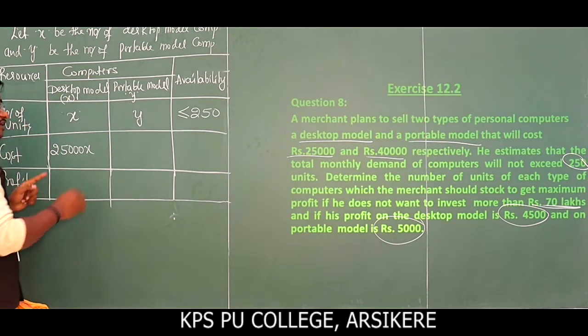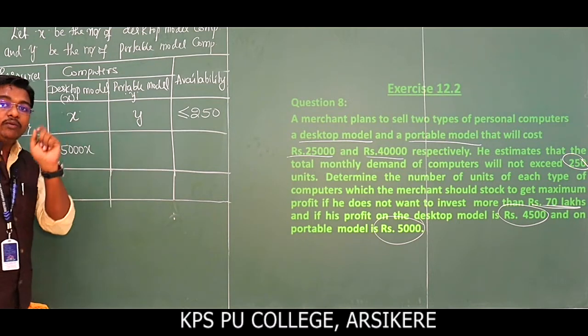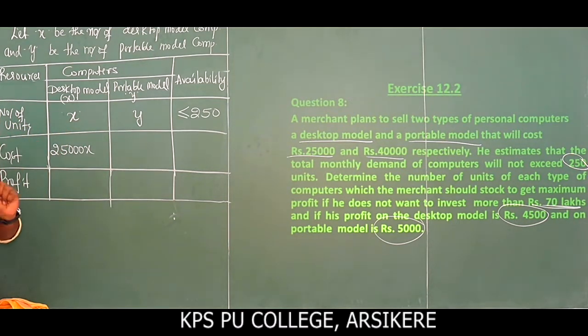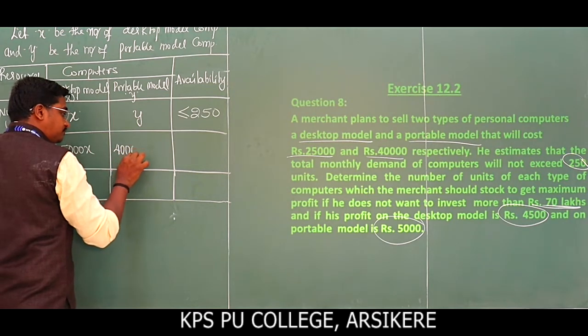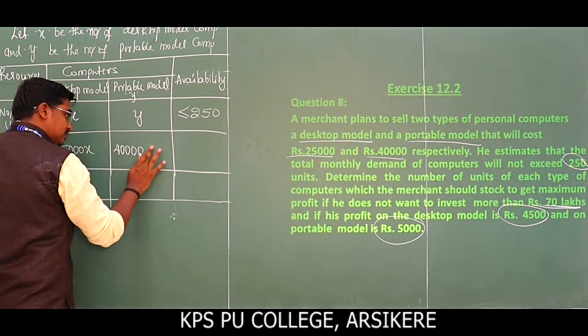Similarly for the second one, the portable model. One portable model computer costs 40,000. For two, 40,000 into 2. Similarly for Y number of computers, that becomes 40,000 into Y.